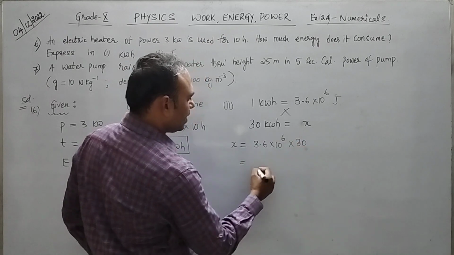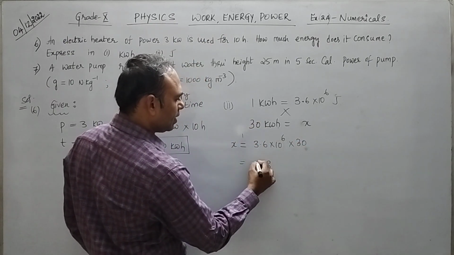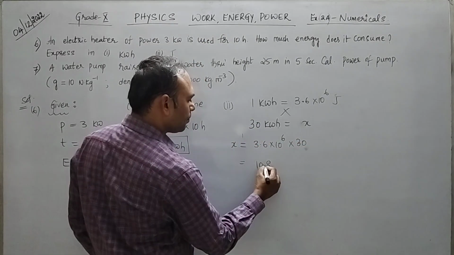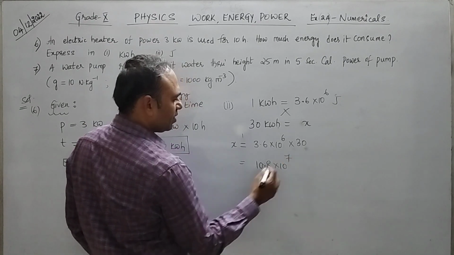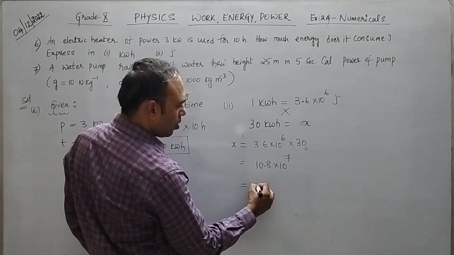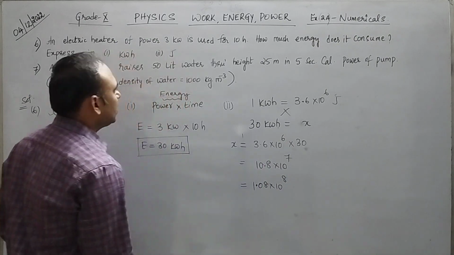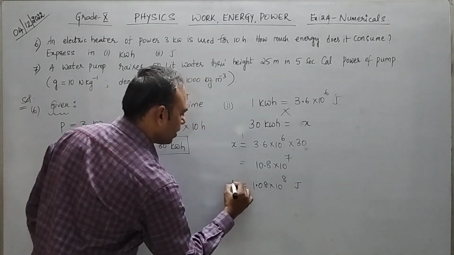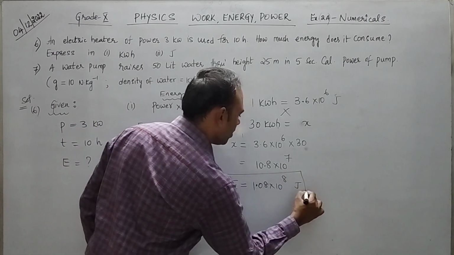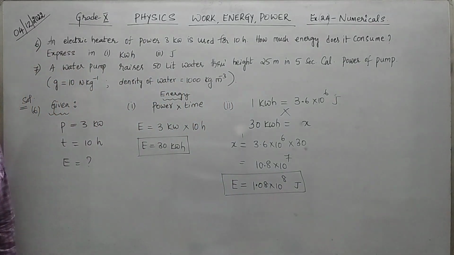Now we can calculate: 6 3 is 18, 3 is 9, 10.8 into 10 to the power of 7. That is equal to 1.08 into 10 to the power of 8, which we can take in terms of joule. So energy is equal to this much. Hope we are able to understand this.